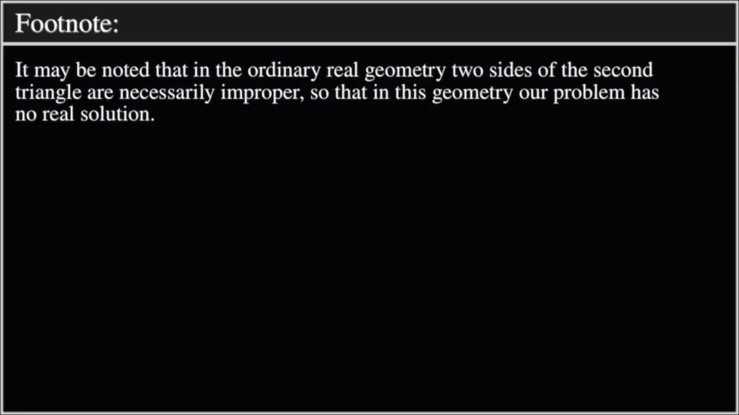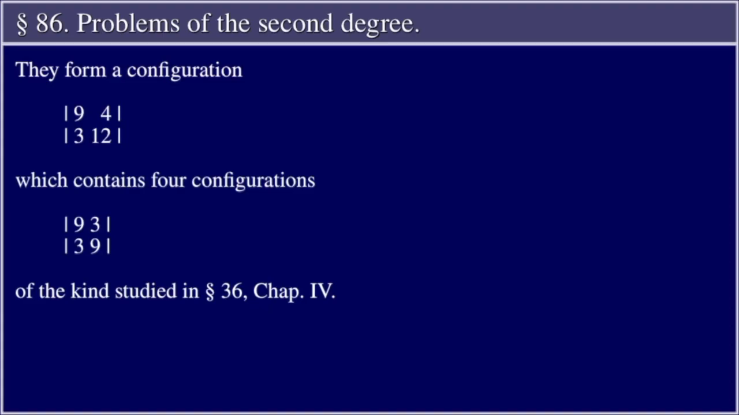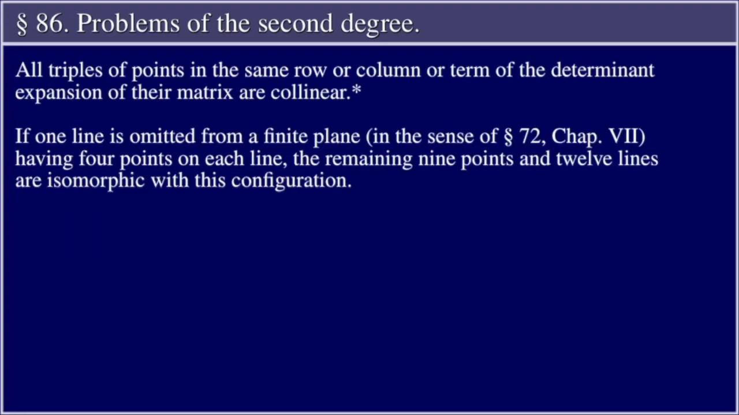Footnote: it may be noted that in the ordinary real geometry, two sides of the second triangle are necessarily improper, so that in this geometry our problem has no real solution. They form a configuration (9_3, 4_12), which contains 4 configurations (9_3, 3_9) of the kind studied in section 36, chapter 4. All triples of points in the same row or column or terms of the determinant expansion of their matrix are collinear.